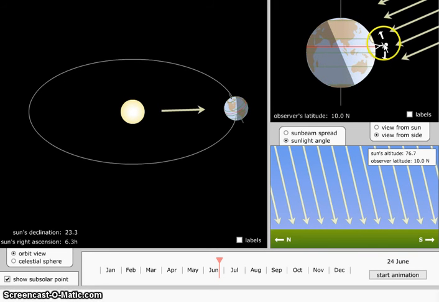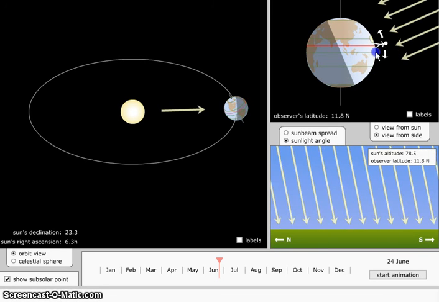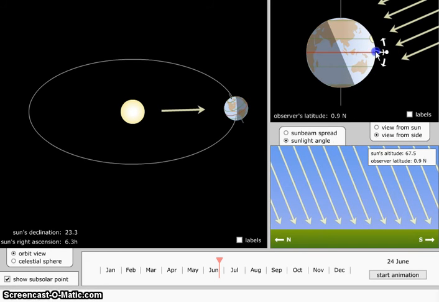I can drag this guy up or down to put him at whatever latitude I want to look at. I think on this diagram labels are helpful: South Pole, Antarctic Circle, it's a green line that's kind of hard to see, Tropic of Capricorn, the equator, Tropic of Cancer, the Arctic Circle, North Pole. And again, these yellow arrows are just showing you incoming radiation from the Sun.